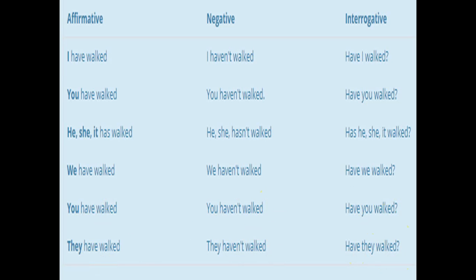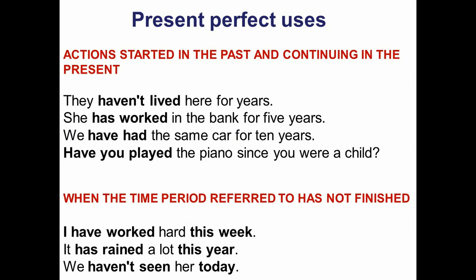So that's about the form of the present perfect. Now, let's have a look at the uses of the present perfect. When should we use the present perfect tense? We should use it when there is a connection between the present and past. So it's like a bridge connecting the present to the past. The first use is when I talk about actions started in the past and continuing in the present.